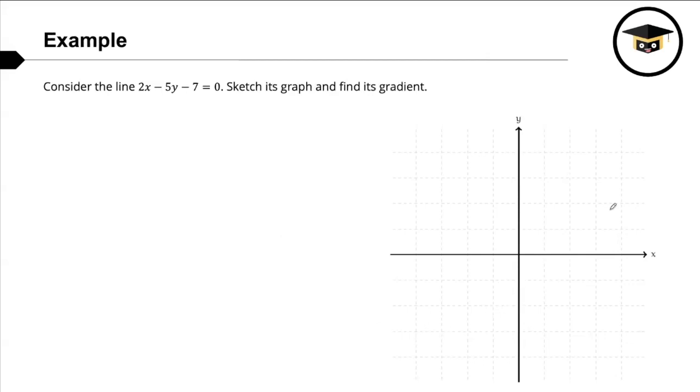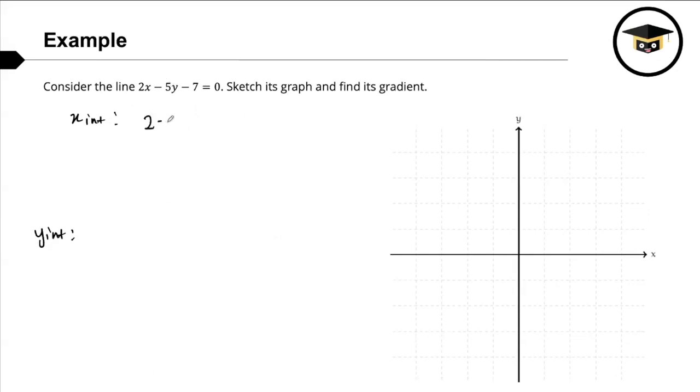Consider the line 2x minus 5y minus 7, sketch its graph and find its gradient. So, quite simply, find the x-intercept, find the y-intercept. Those are our two easiest points to find. So, for our x-intercept, I let y equal 0.